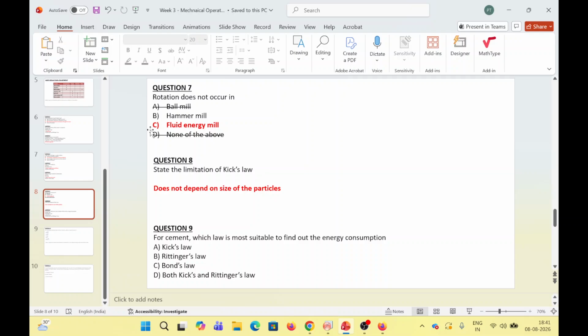For cement, which law is most suitable to find out the energy consumption? Is it Kick's law, Rittinger's law, Bond's law, or both Kick's and Rittinger's law? Cement. So remember, cement is the material, and based on this, you need to judge which law will be suitable to calculate the amount of energy consumed for the size reduction process. Is it going to be Kick's law, Rittinger's law, or Bond's law? Or both Kick's and Rittinger's law?